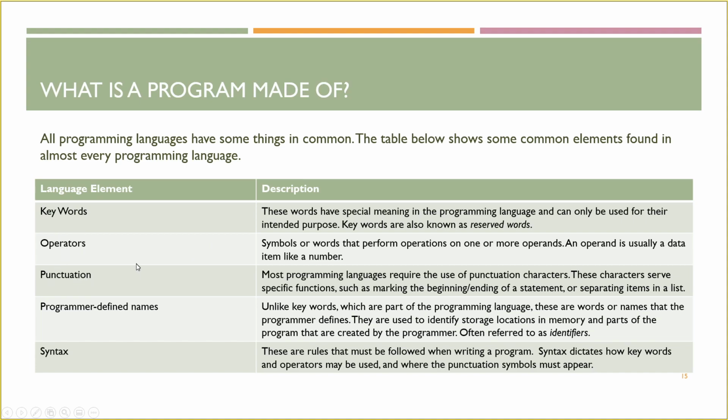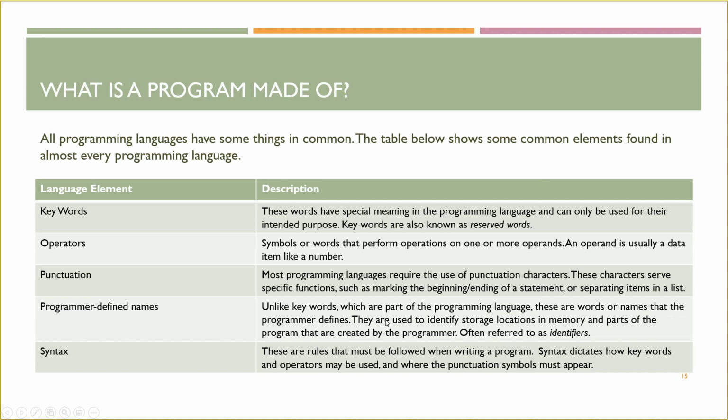Punctuation. A lot of programming languages require us to use punctuation characters, which serve specific functions. Punctuation characters can mark the beginning or the end of a statement. They can separate items in a list, so on and so forth. That's our punctuation. Programmer-defined names are kind of the opposite of a keyword. A keyword says you cannot use this word anywhere besides its intended place. Programmer-defined names are words or names that we define as programmers, and we can use those wherever we want.